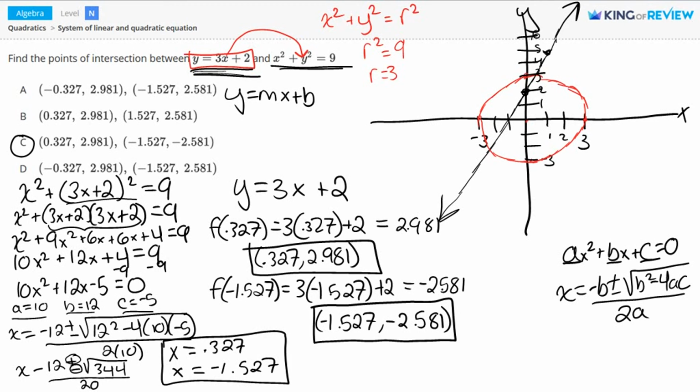And we have 2 points of intersection. We have one right here, and we have another about right here. So the line and the circle intersect twice, and we solved for these points of intersection here.